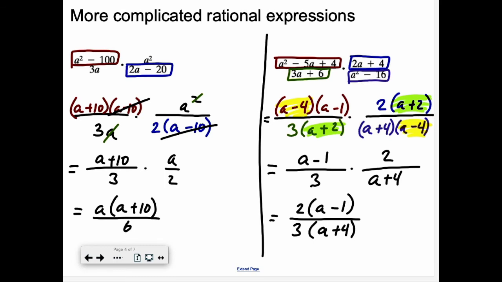You might be thinking, but I can cancel those A's out. I mean, there's an A in the numerator and an A in the denominator. I can totally cancel those out. You cannot cancel them out because they're not being multiplied by anything. They're being added or subtracted to something. You can only cancel things out if they're multiplying something else.